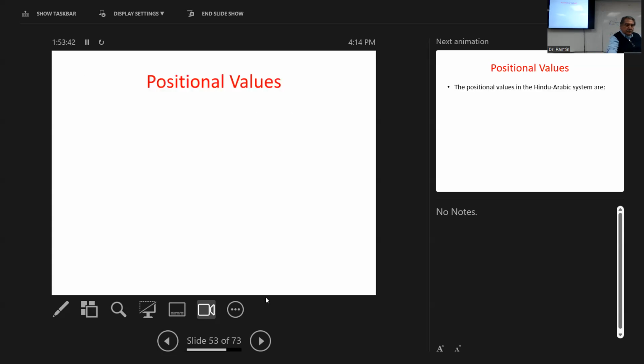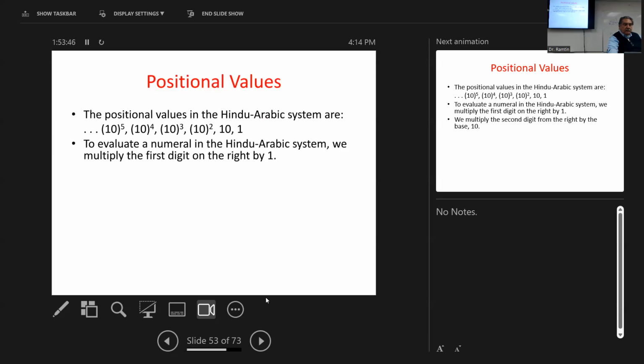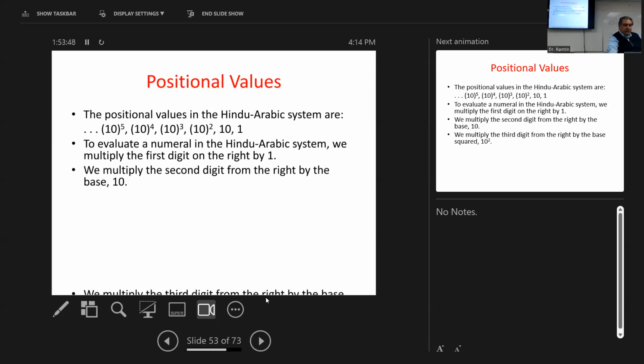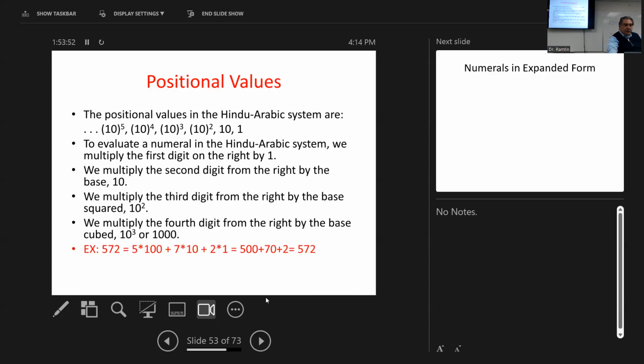All right. So far, don't be intimidated by these lessons. I know they can be a little bit confusing, but don't be intimidated. Okay. Positional value. The positional values in the Hindu Arabic system are like this, starting from the right-hand side: 1, 10, 10 to the power of 2, 10 to the power of 3, 10 to the power of 4, 10 to the power of 5.